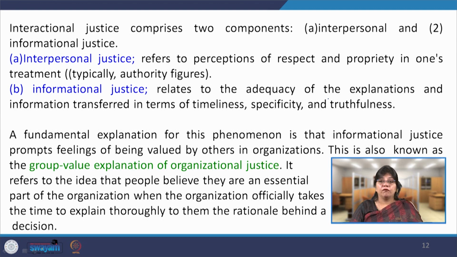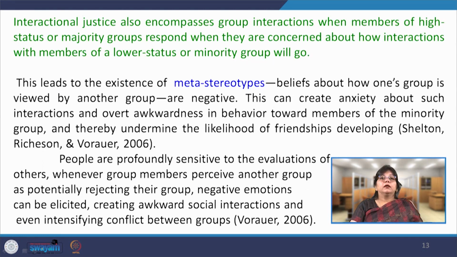This kind of feeling is known as the group value explanation of organizational justice: when the group or organization considers you a valuable part of the organization, this kind of justice is termed group value explanation of organizational justice. This refers to the idea that people believe they are an essential part of the organization when the organization takes time to explain thoroughly to them the rationale behind any decision. Interactional justice thus encompasses group interactions when members of high status or majority groups respond when they are concerned about how interactions with members of a lower status or minority group will go.